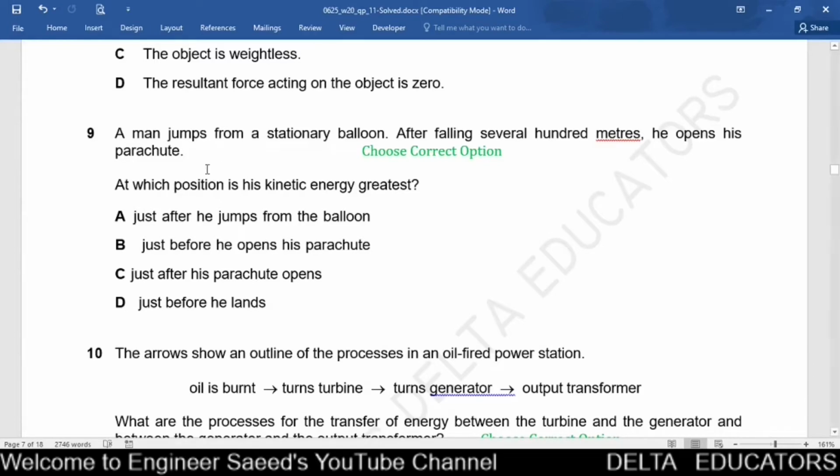Now we check the options. Option A, just after he jumps from the balloon. Option B, just before he opens his parachute. C, just after his parachute opens. D, just before he lands. Here definitely our correct option is option B, just before he opens his parachute. So the correct option will be option B.